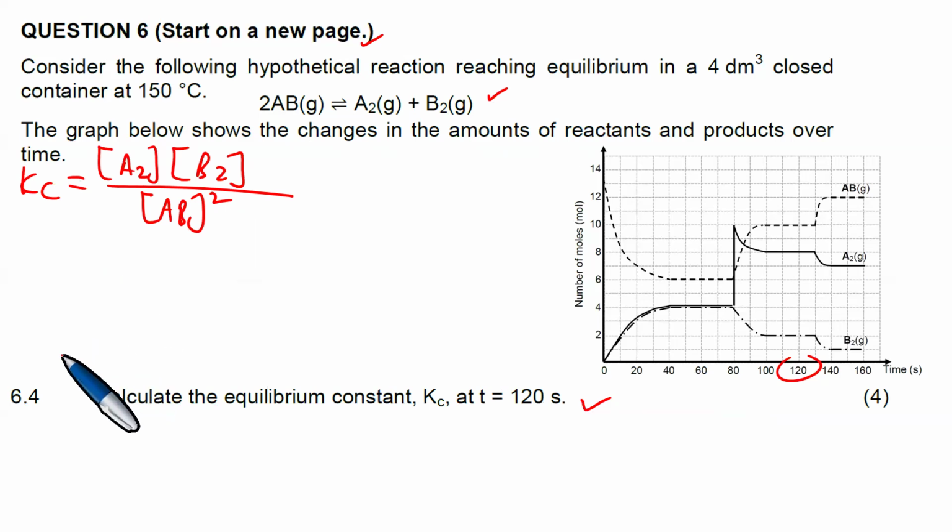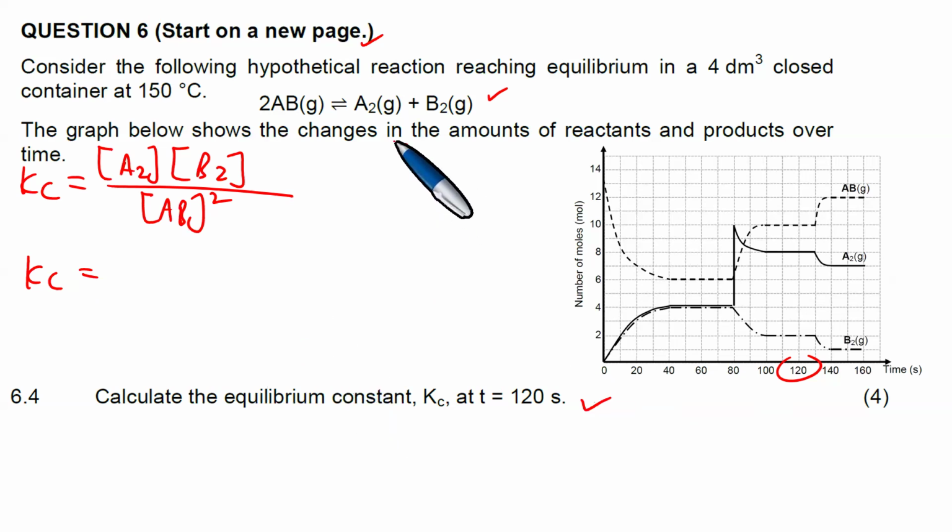Okay. So now what then is the meaning of all these here? I want to calculate the Kc at 120. Everything is on the graph. The graphs normally make life way too easy.